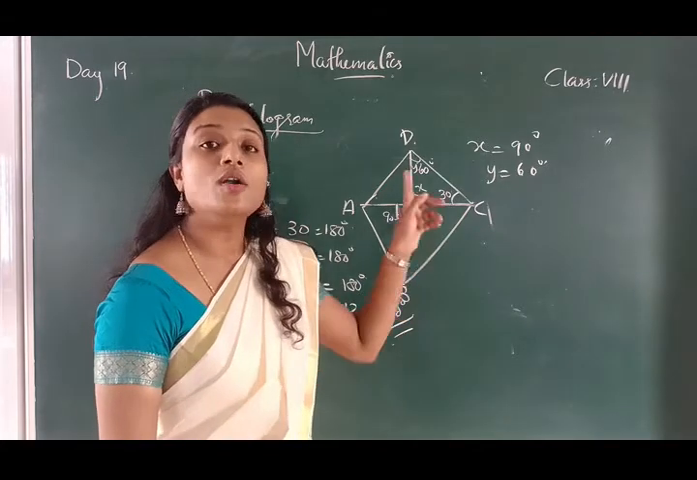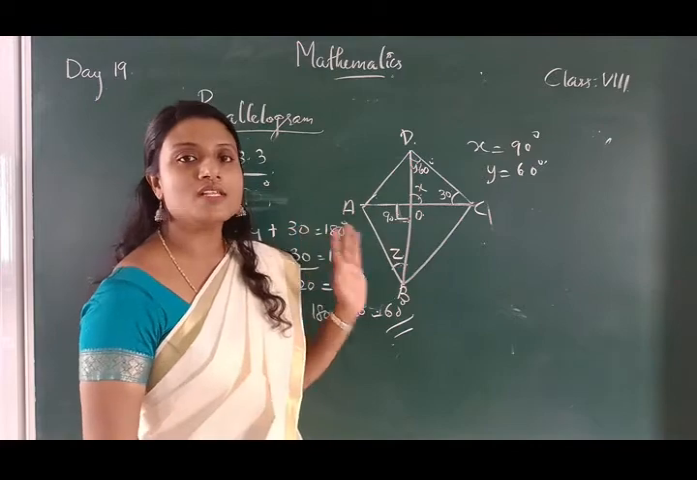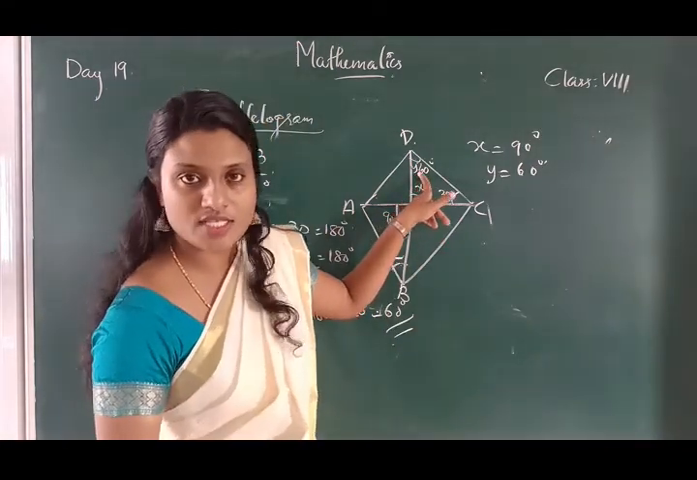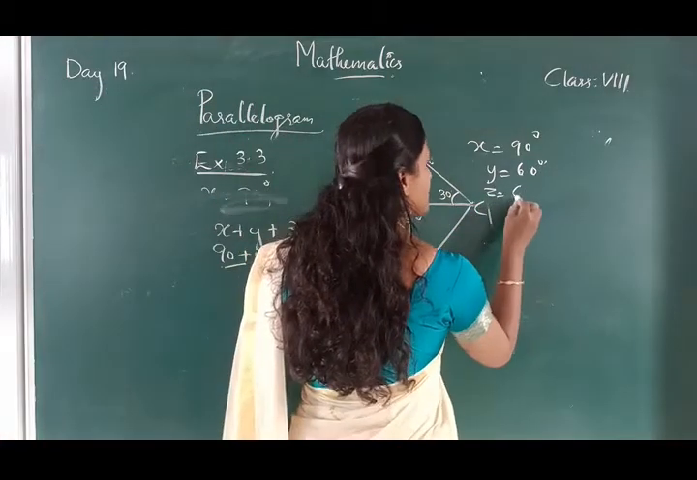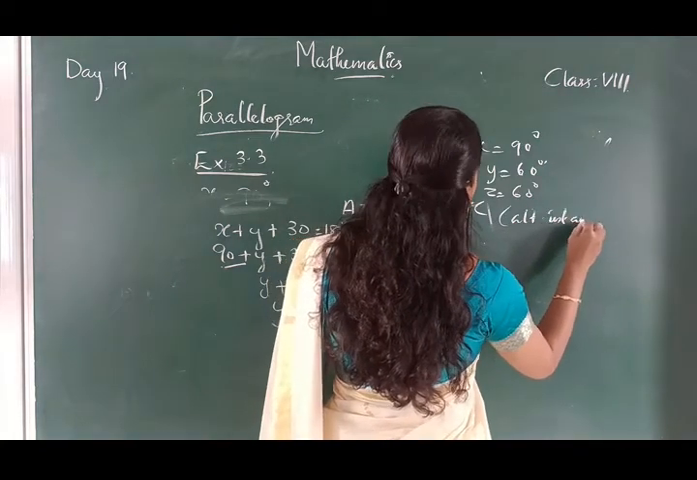They are the alternate interior angles and these alternate interior angles will always be equal. So you got the answer: Y is equal to 60. Now what about Z? Z is also equal to 60. Reason is alternate interior angles.